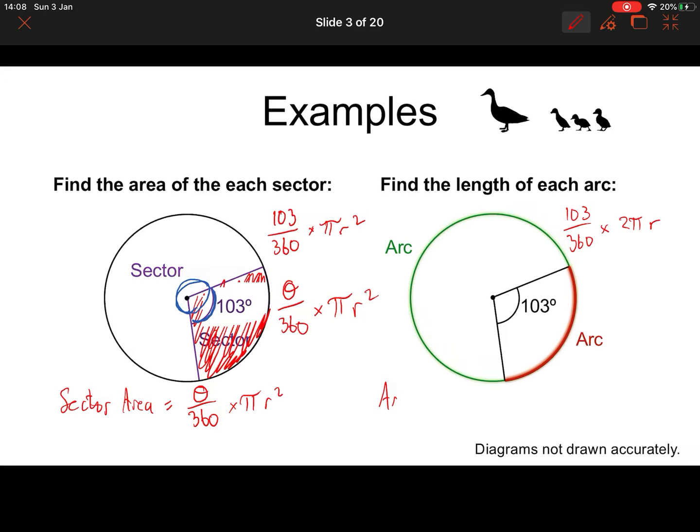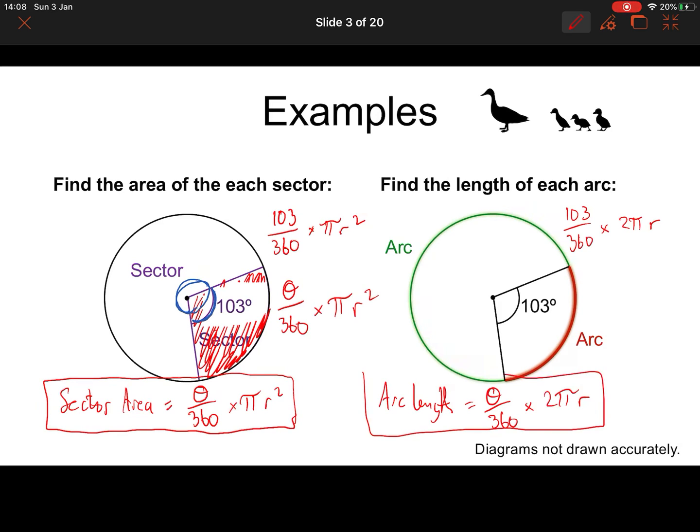Same with the arc length. Arc length is the fraction of it as an entire circle times what the circumference would be if it was an entire circle. Okay? So it's that easy. They are the formulas. You need to write them down. Again, you will not be given these formulas in any booklet or anything like that. You just have to remember them. I think they're pretty easy to remember, these ones.